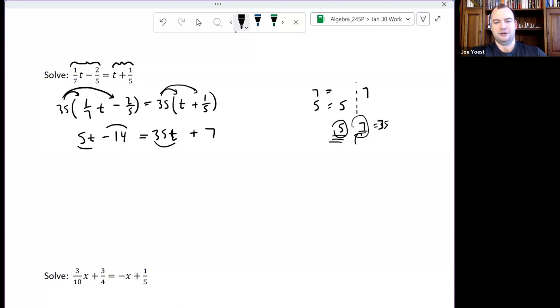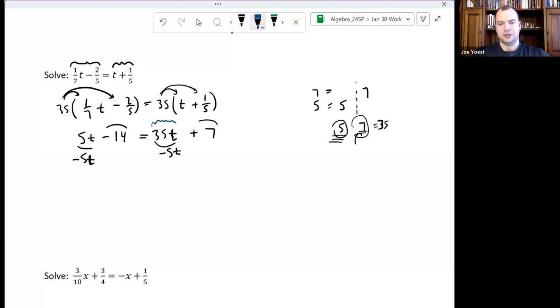So I note that I have variable terms and constant terms on both sides. I will isolate the variable term. I'll choose to subtract 5t from both sides. That'll leave me with a positive coefficient. But again, if you had chosen to subtract 35t from both sides, that's a perfectly fine approach as well.